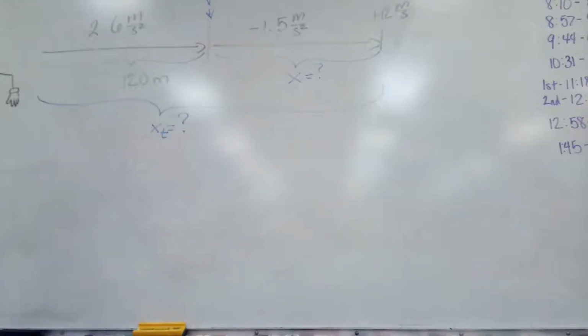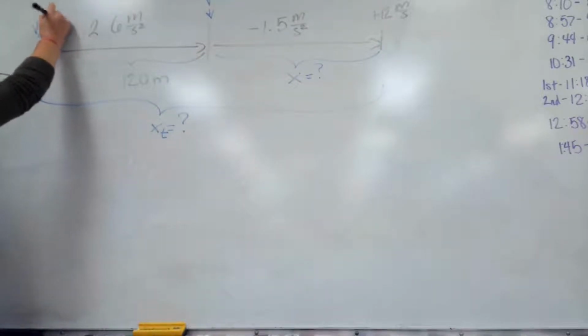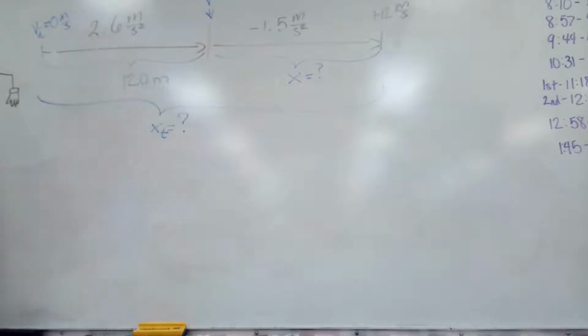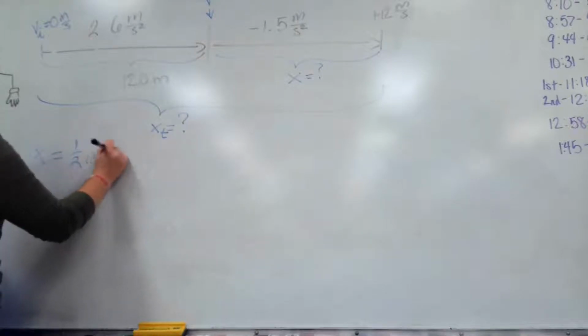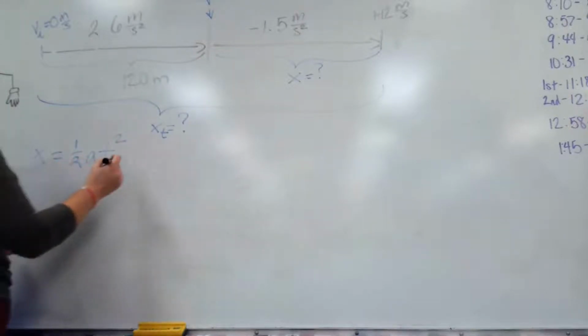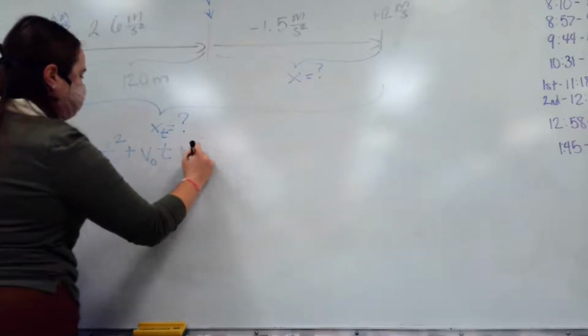One other important piece of information: our initial velocity here is 0 meters per second. That comes from where it said it started from rest. I forgot to write that down. For this first part, because we have a distance, the equation we're going to want to use is that big, giant, long one that we learned freshman year. It's x equals 1/2 times our acceleration times time squared plus v naught times t plus x naught.